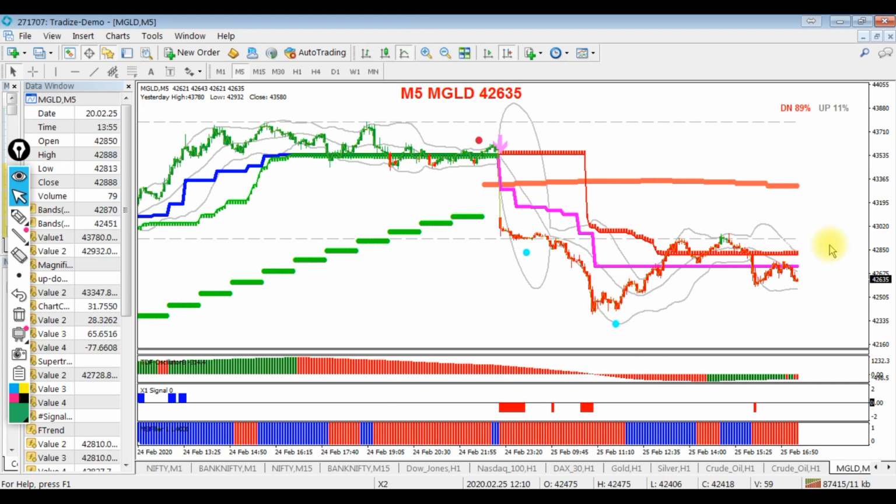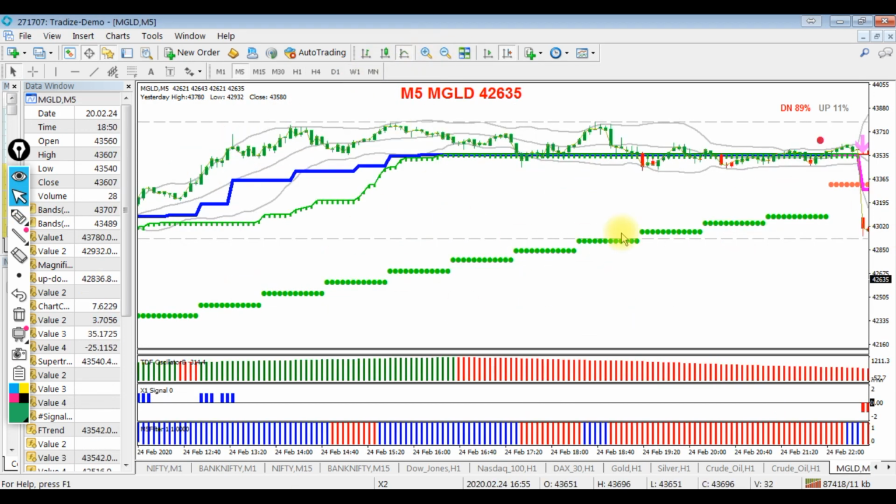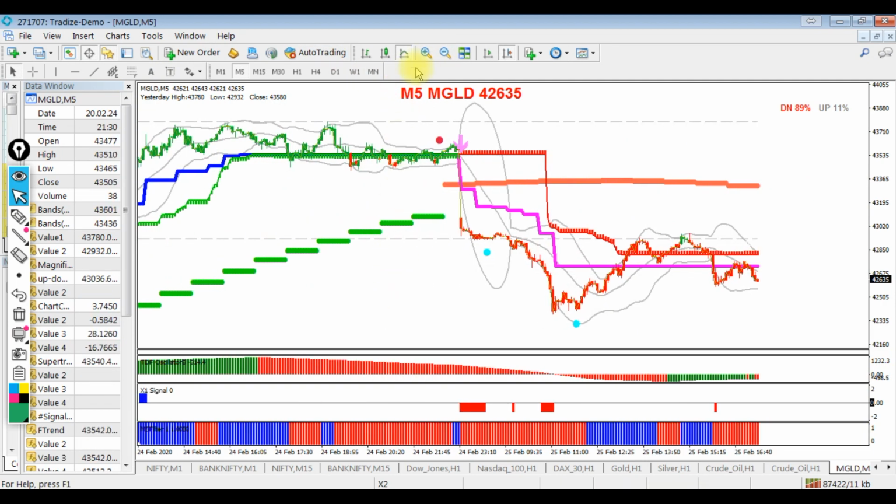This is MCX chart. There is a sell signal. Sorry, this is 5-minute chart only. So in 5 minutes there is a sell signal. Sell signal is running since morning. So it is already in profit also.